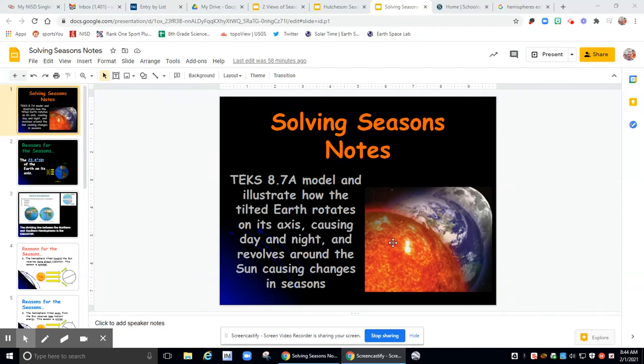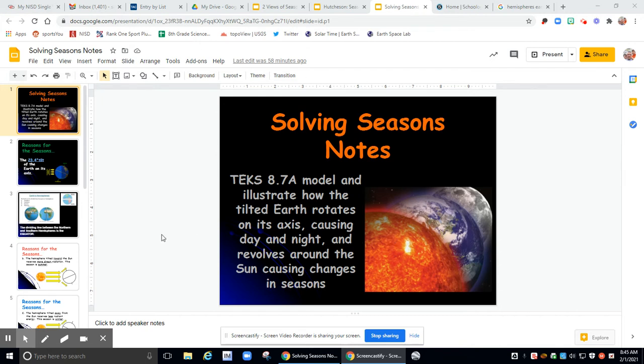Good morning, guys. So our focus today is going to be on seasons and what causes the seasons here on Earth. Teak 8.7a: model and illustrate how the tilted Earth rotates on its axis, which we talked about last week, causing day and night, and revolves around the sun, causing the changes in the seasons. So generally speaking, the seasons are caused by two things. One, the tilt of the Earth's axis, and the changing positions of the Earth as it revolves around the sun.